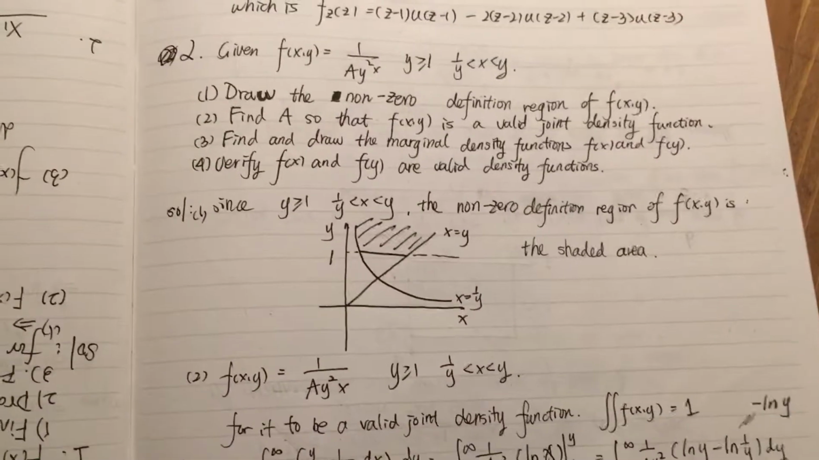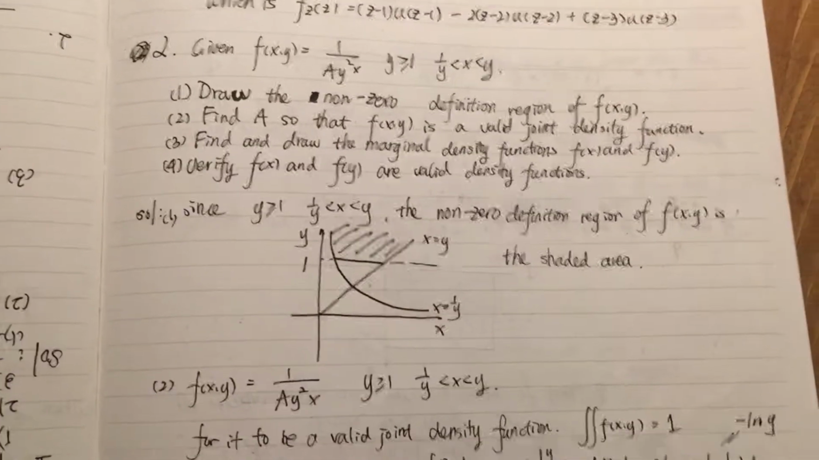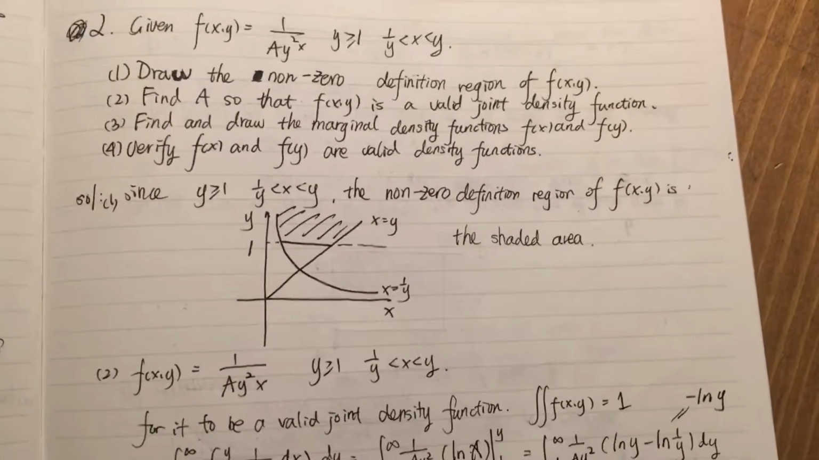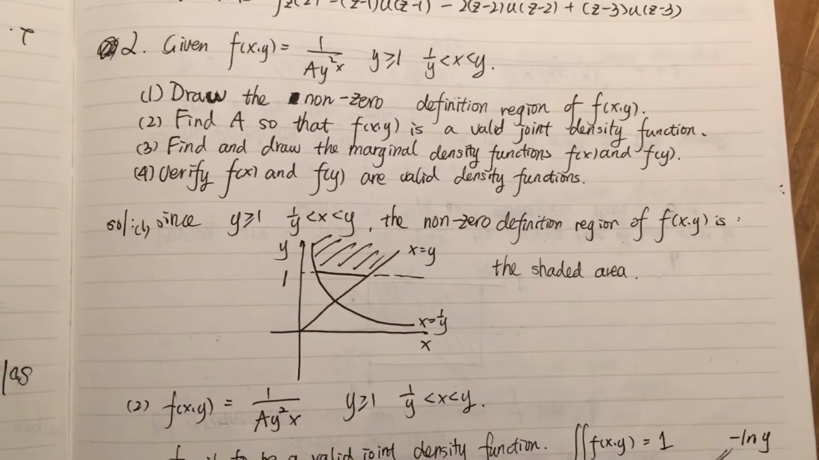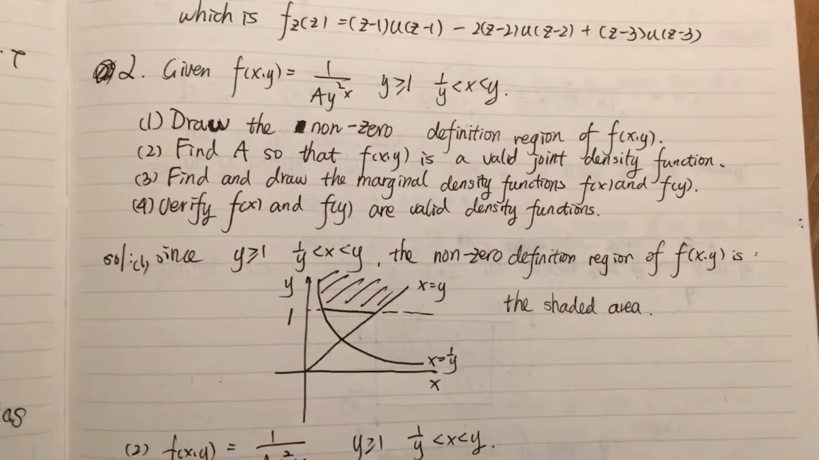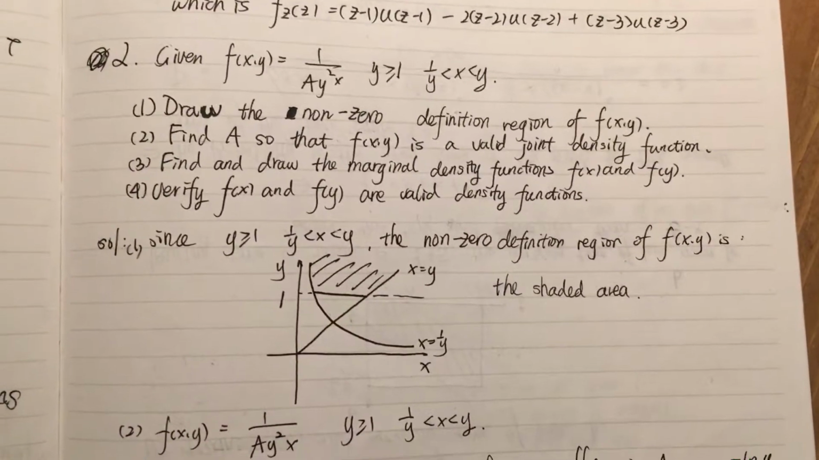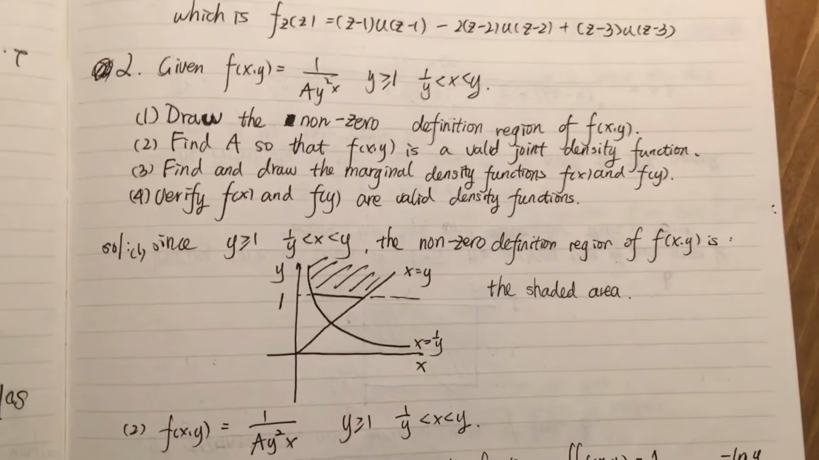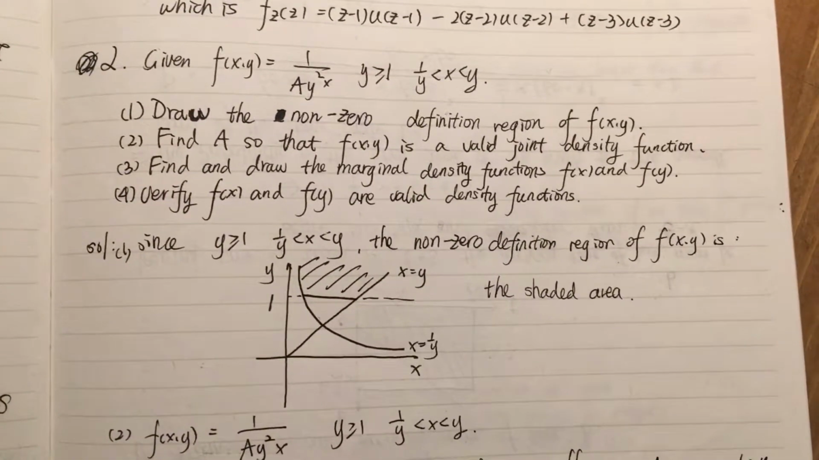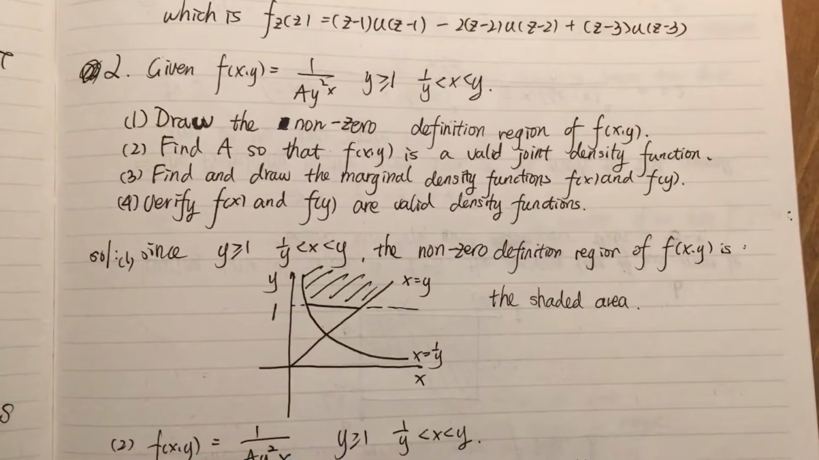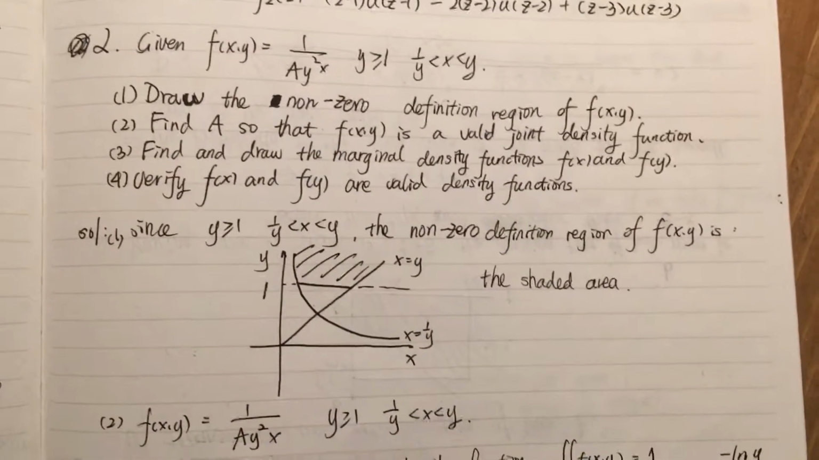This is the video record for Probability and Stochastic Processes, homework 5, question number 2. The problem setting is we're given a joint probability density function f of x and y, which is equal to 1 over a times y squared times x, and the domain is y is larger than or equal to 1, and x is between 1 over y and y.